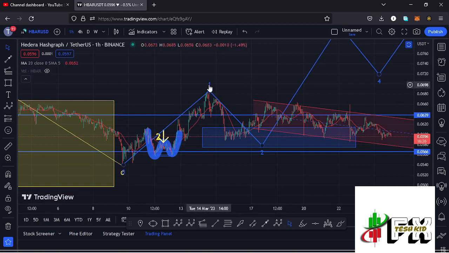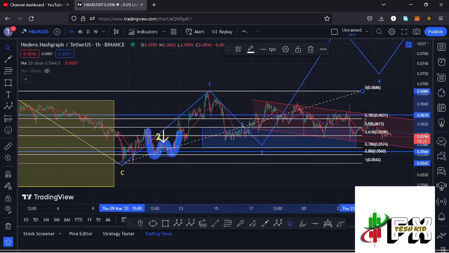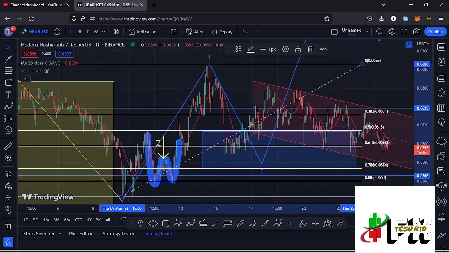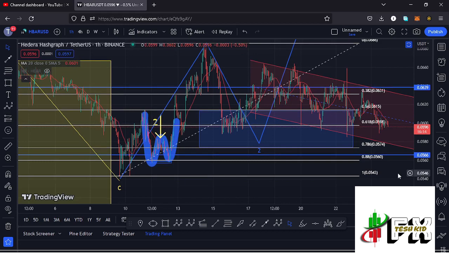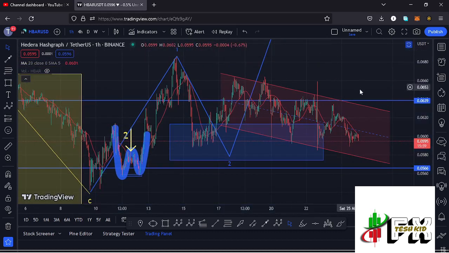We are now seeing a corrective structure in the formation of this wave 2, and using the Fibonacci connecting them from the low of the first wave to the high of that wave 1, I was able to come up with a minimum retracement area in the formation of that wave 2 between the fib level 0.5 and the fib level 0.78, which is a target area that lies between the $0.0615 mark and the $0.0574 mark.